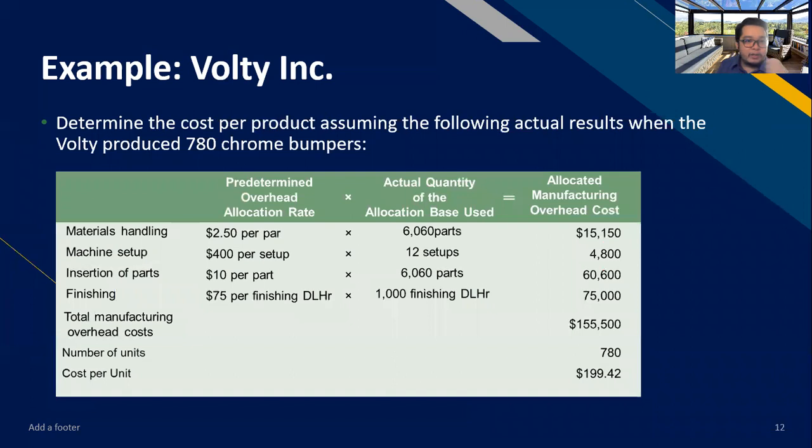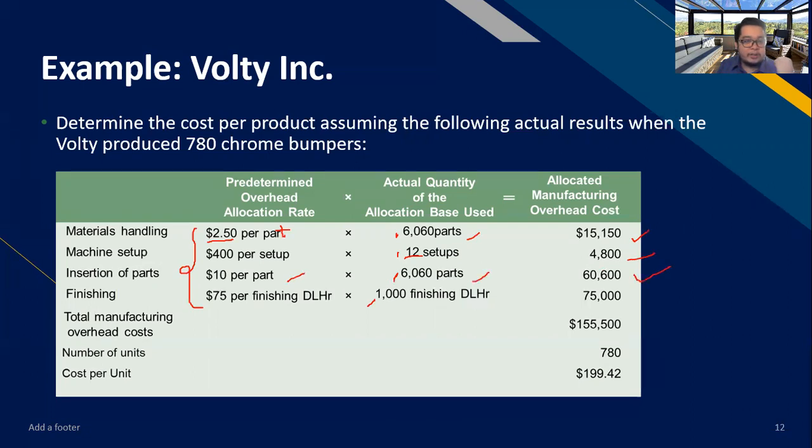Determine that. So this is the predetermined allocation overhead rate for each of the activities. You know the actual usage per activity, so it's just simply multiplying. For materials handling, the rate is 250 per part, and there are 6,060 parts used, and therefore, multiplying, this is the applied overhead. And so on. 400 per setup, and there were only 12 setups rather than 15. So for it, $10 per part, and there were 6,060 parts.